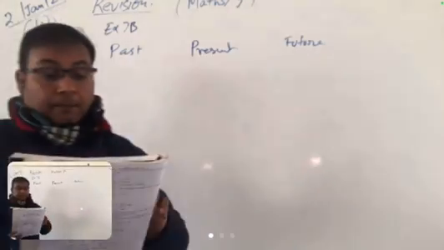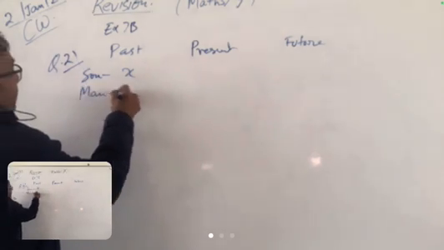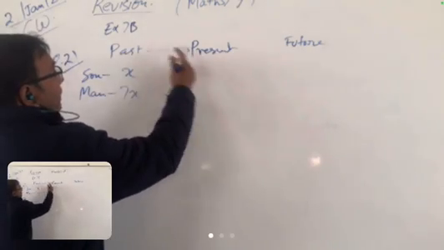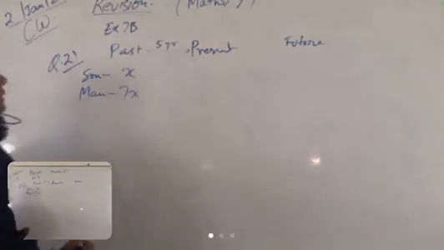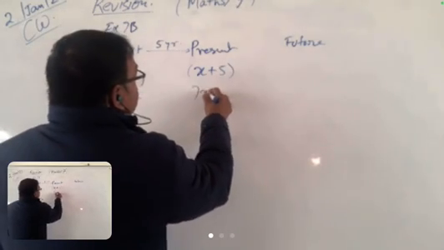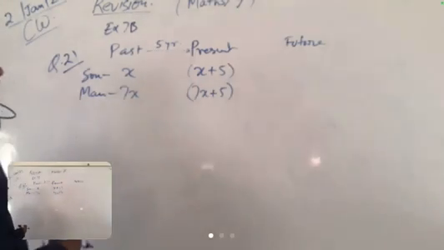Yes. Now 5 years ago, a man was 7 times as old as his son. Suppose the son is x, then the man will be 7x, it's 7 times. Yes. And what is the difference between past and present? It's 5 years. After 5 years, the present age will be x plus 5 for the son and 7x plus 5 for the man. Please, Anna, yes, now see.